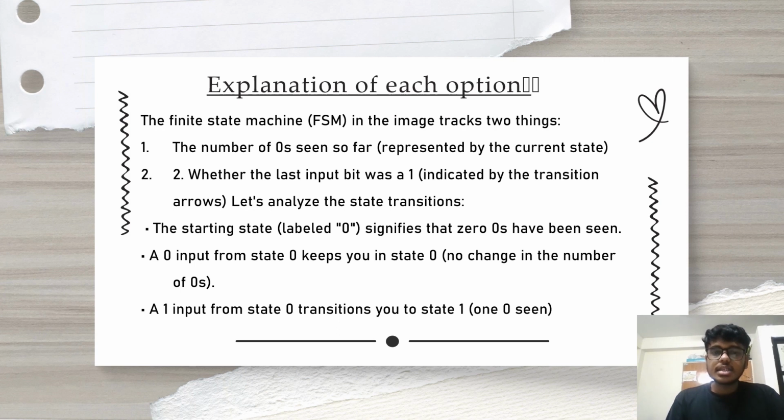So the finite state machine in the image tracks two things. Firstly, the number of zeros seen so far, represented by the current state, and secondly, whether the last input bit was 1, which is indicated by the transition arrows. So let's analyze the state transitions. The starting state, labeled 0, signifies that 0 zeros have been seen. A 0 input from state 0 keeps you in state 0, which is no change in the number of zeros. A 1 input from state 0 transitions you to state 1, which is one 0 seen.